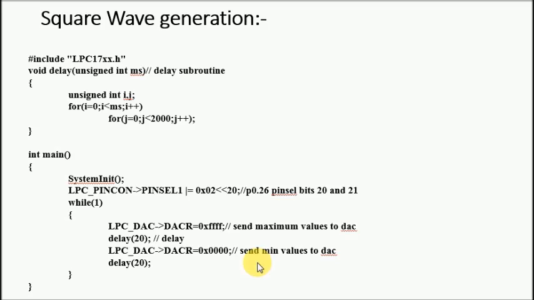Thus we have seen in this lecture how to interface devices like LED, switches, relay, buzzer, then analog to digital conversion, digital to analog conversion, and also we have seen serial communication by sending serial data to any serial devices.